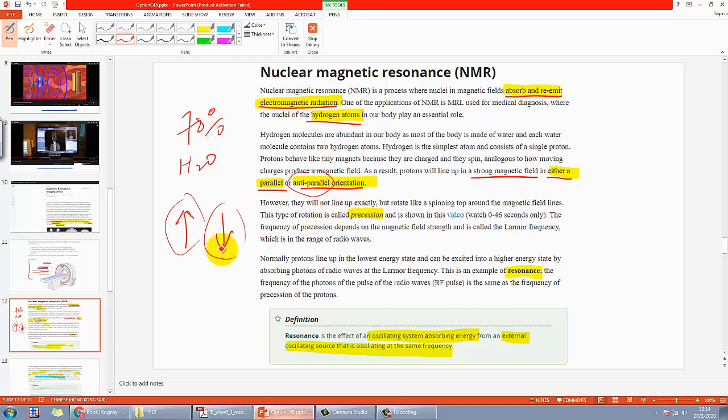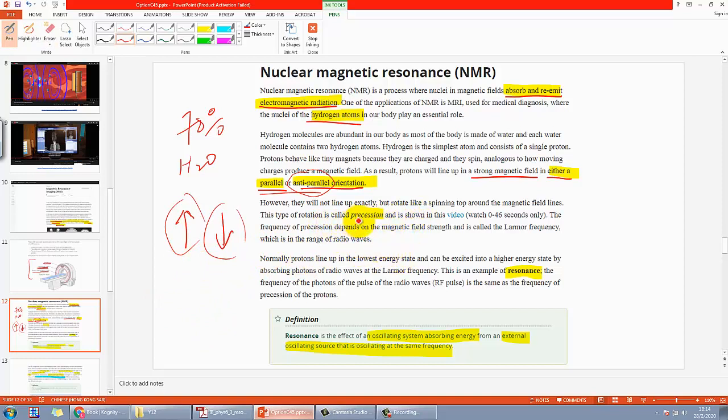I don't know why they call it anti-parallel instead of up and down, but I guess that's the idea. Originally, when I first learned about this, I was thinking if parallel is like this, then shouldn't anti-parallel be more like perpendicular? But that is not the case. Okay, so it's just some tiny detail here.